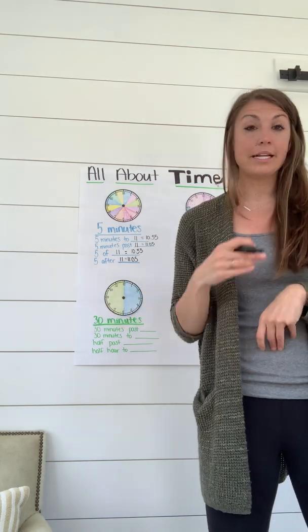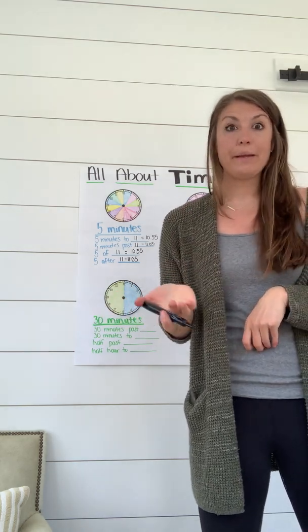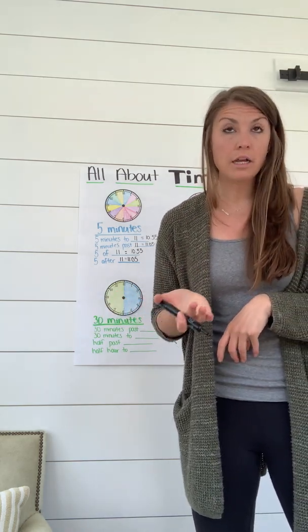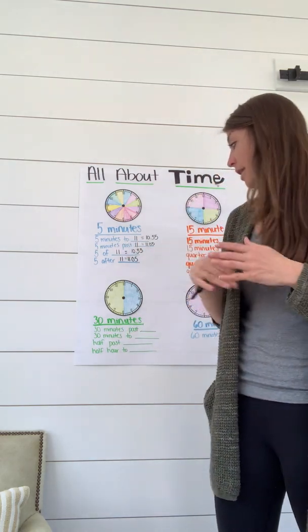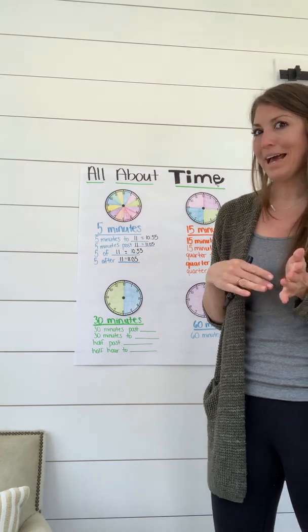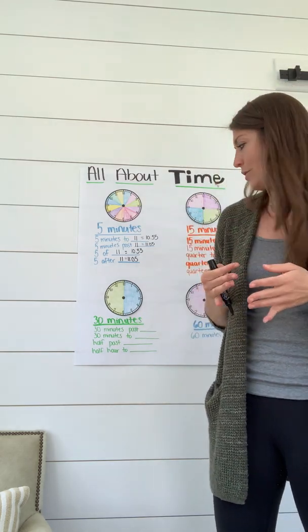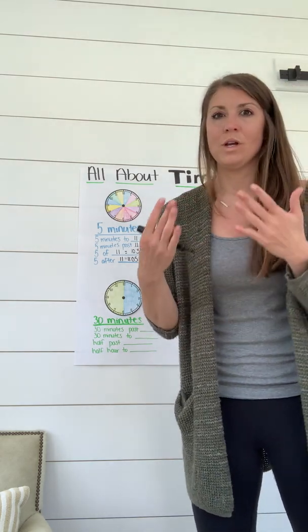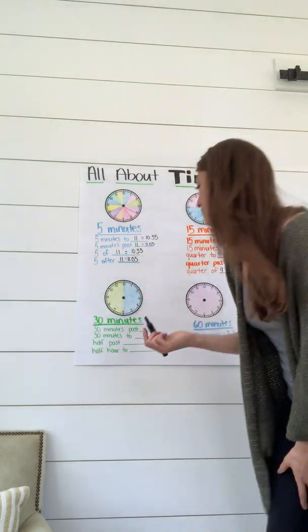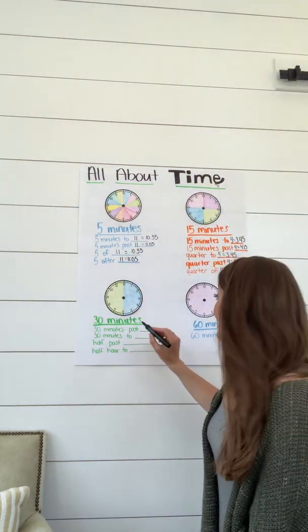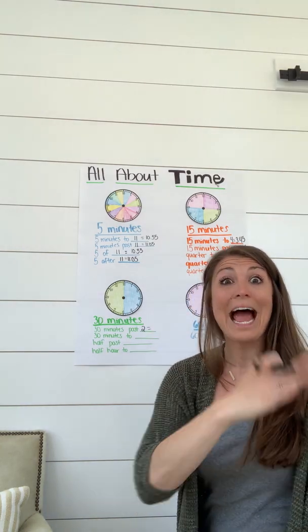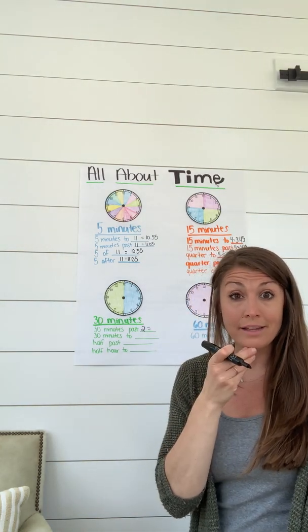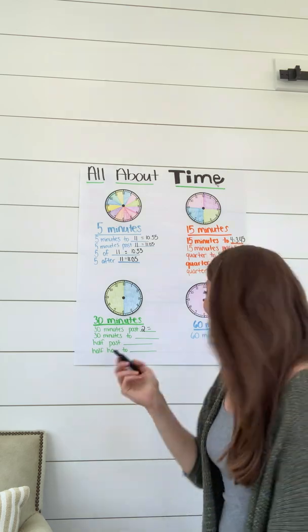All right, and now we have 30 minutes. Sometimes you'll hear people say it's 30 minutes past 2 o'clock. You'll hear people say 30 minutes to 2 o'clock. Some will say half past 2 o'clock, and you'll also hear people say half hour to 2 o'clock. So let's figure out what those mean. 30 minutes past 2 o'clock, so 30 minutes after 2 o'clock, would be what? Yeah, good job.